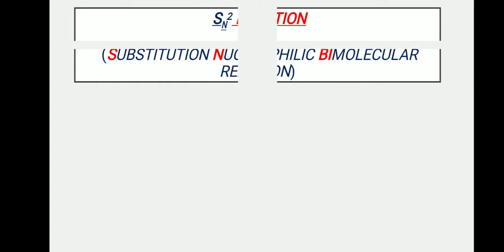Today in this class we are going to deal with an interesting topic of organic chemistry, that is none other than the SN2 reaction. We are going to deal with the substitution nucleophilic bimolecular reaction. In short, we can call it the SN2 reaction. Here the S stands for substitution, N stands for nucleophilic, and bi means two, so bimolecular reaction. It is a typical type of nucleophilic substitution reaction.